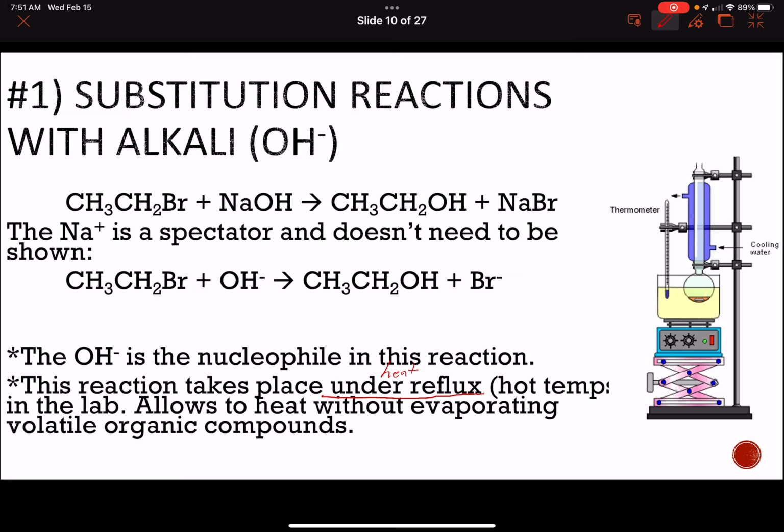The setup for heating under reflux is on the side. In a reflux setup, you have water that goes through this condenser. As your particles are evaporating, the water cools them back down, so they go back down. It allows you to heat up your mixture without evaporating your volatile organic compounds, so they stay in the solution and are still available to react. The reason for this is that this has a lower boiling point than this, which has a higher boiling point.